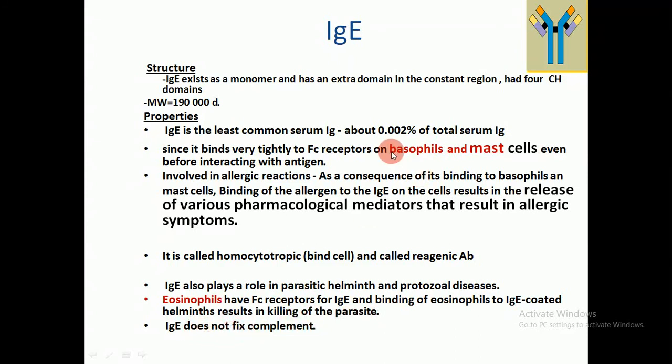So in allergy, it binds to the mast cell and basophil. This is the one in red, which is important. While in parasitic elements and protozoal disease, it binds to the eosinophil because the eosinophil has an Fc receptor for IgE.